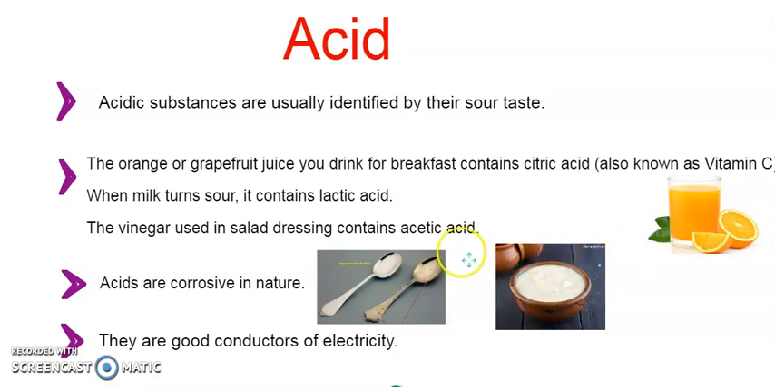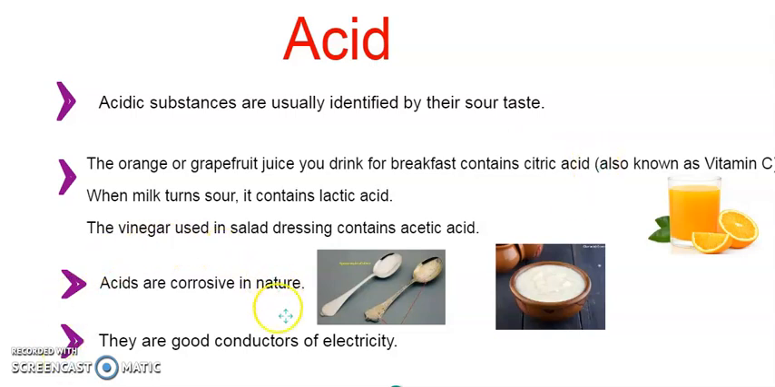So, acids are substances which are normally sour in taste. So, an acidic substance has a sour taste. So, what are the substances? Can you name some? Yes, the orange, the lemon, the mosambi, even the curd that you have, it is acidic in nature. The vinegar that you put in the food is also acidic in nature. So, acid can be identified if a substance is sour. It means it is acidic in nature.